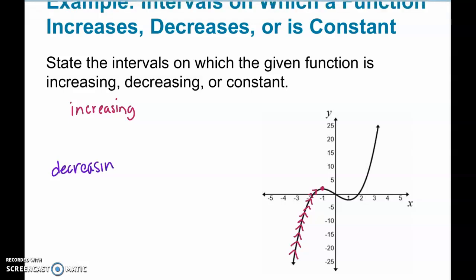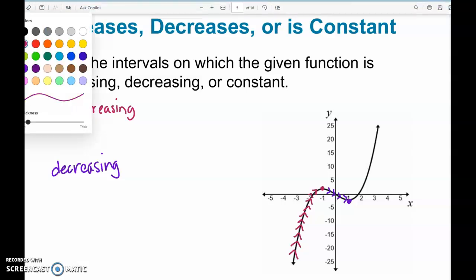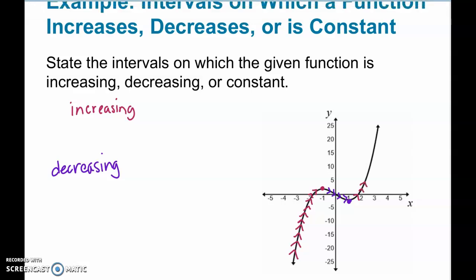And when it goes downward from left to right, that's considered decreasing. And then I see it stops here going downward, and then it goes back to increasing. So another what is called a turning point. When it changes from going up to down, it's called a turning point. So we can see that we have a part that's increasing, we have a part that's decreasing, and then we have a part that's increasing.